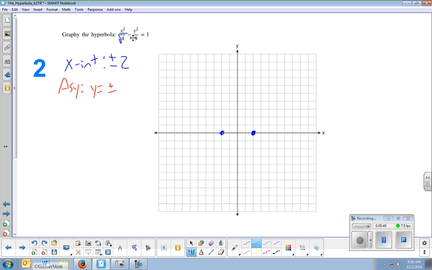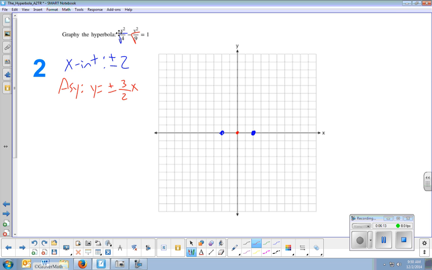And so the square root of b is the square root of 9, 3, over the square root of a, square root of 4, 2. And so y equals 3 over 2x, and y equals negative 3 over 2x. And notice that there's no y-intercept because they go through the origin. So the square root of these numbers gives you these. The trick is remembering, is it 2 over 3 or 3 over 2?